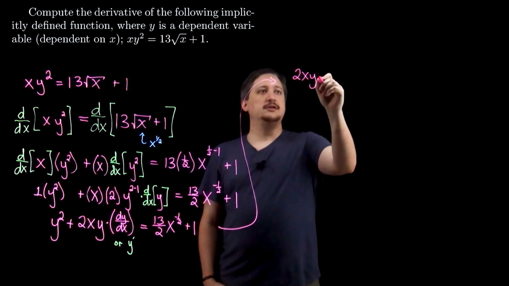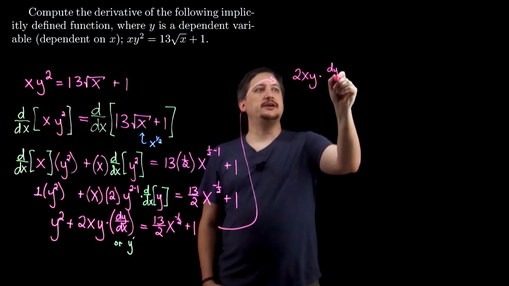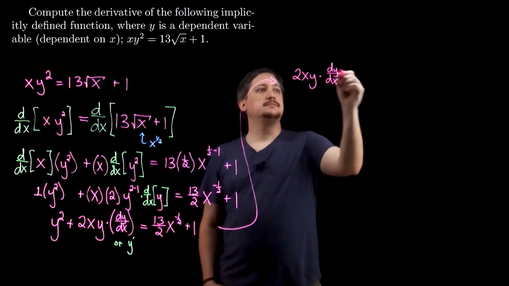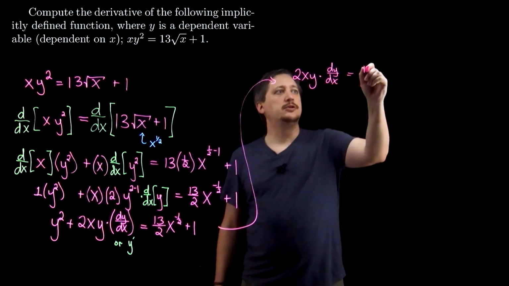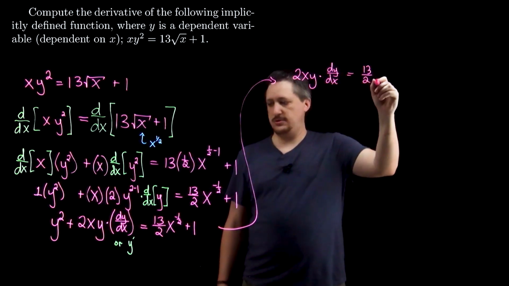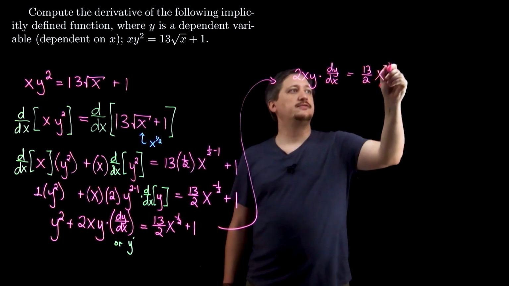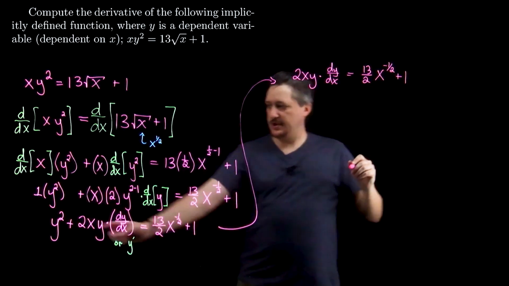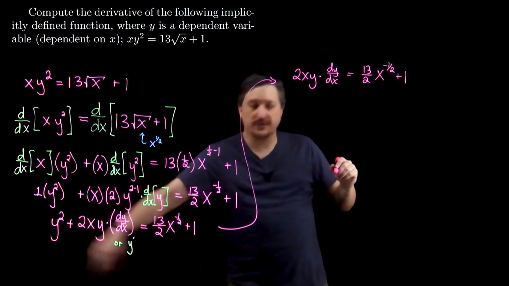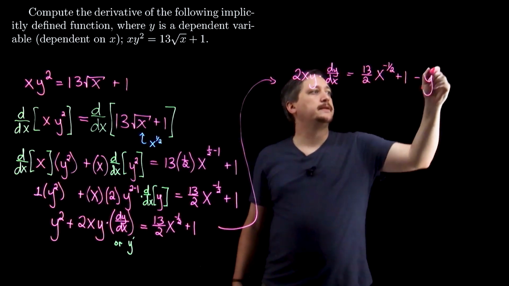2xy times dy dx equals, so then I have on this side 13 over 2 x to the minus 1/2 plus 1, that's all of this stuff. But then I'm going to have this thing come over, right? So I subtracted the y squared.